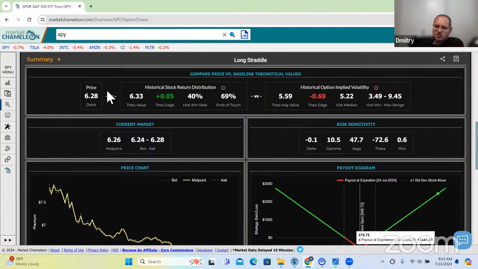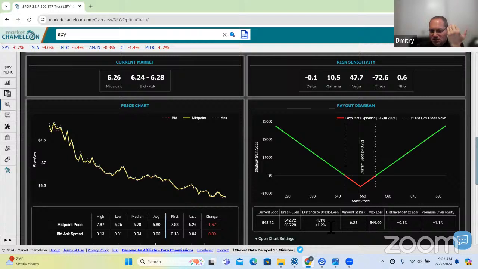So let's come back up here to look at our stats. We know now from this payout diagram that the stock has to make a movement, either of two ways. It either has to go above 1.2% or it has to go down by more than 1.1% for this straddle to be profitable at expiration, because that's what we figured out here.